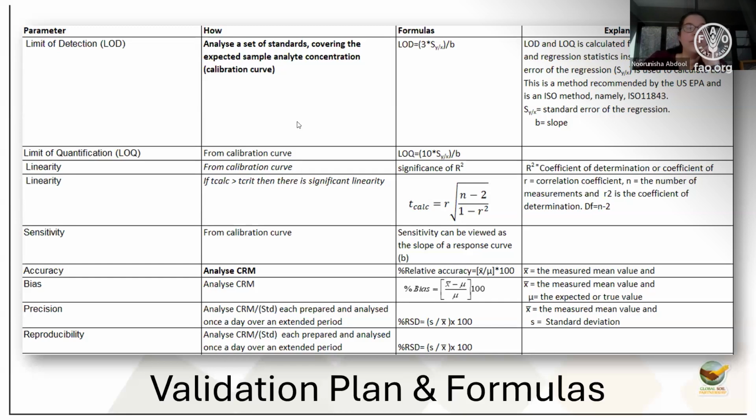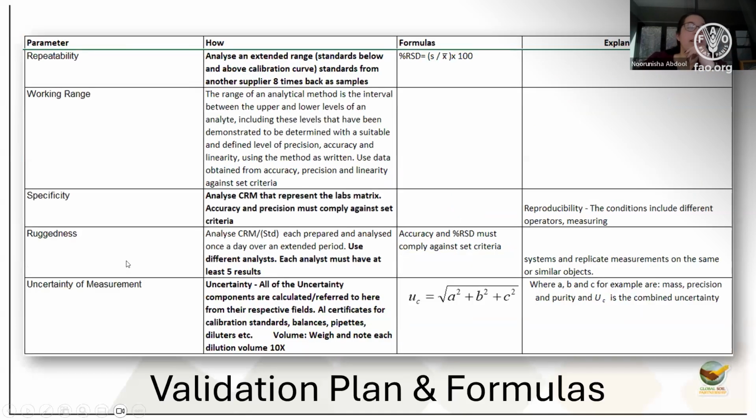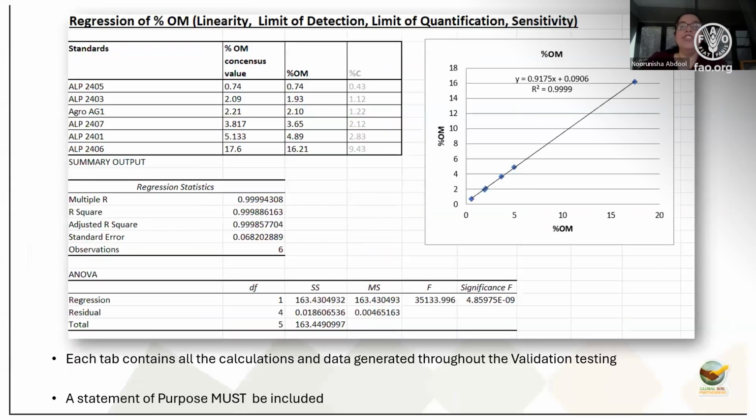Okay, so this then is going to take it all across: LOD, LOQ, linearity, sensitivity, accuracy, bias, precision, reproducibility, repeatability, working range, specificity, ruggedness, and uncertainty of measurement. These are all the characteristics the TR26 says that we have to account for. Then I've just given you one example because this gets really long and tedious as a working document. But in Excel, I put down my raw data that I do.